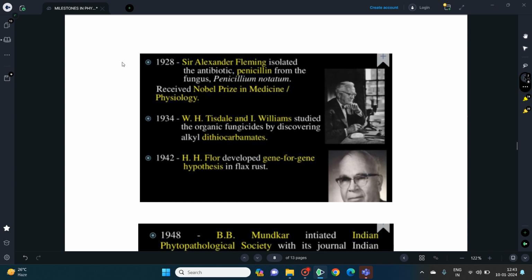in 1920. In 1928, Alexander Fleming isolated the antibiotic penicillin from the fungus Penicillium notatum. He received the Nobel Prize in Medicine and Physiology for isolation of penicillin from Penicillium notatum.